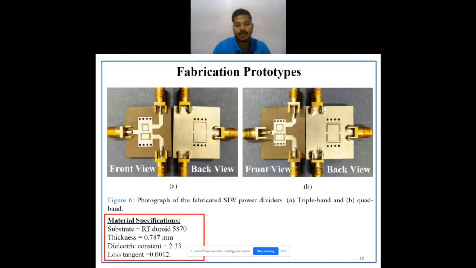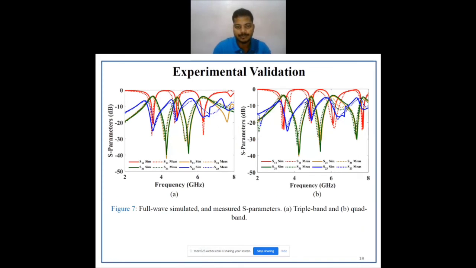This is a fabricated prototype. We used the RT/duroid 5870 here. These are the experimental validations. You can see the first frequency is 3.47, the second frequency is 4.86, and the third frequency is 6.23. Similarly, for the fourth band we achieved 3.47, 4.36, 6.23 and 7.23. So four frequencies have been achieved here. In the entire band, isolation is more than 14 dB. So it's quite good for a quad band power divider.